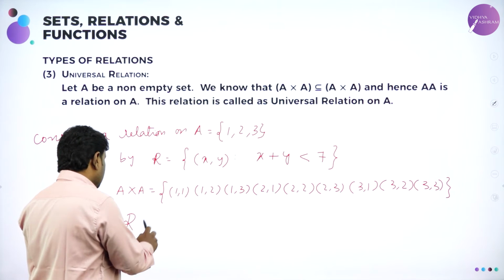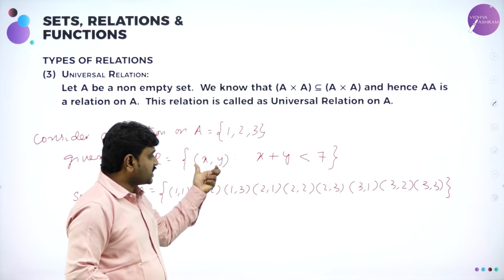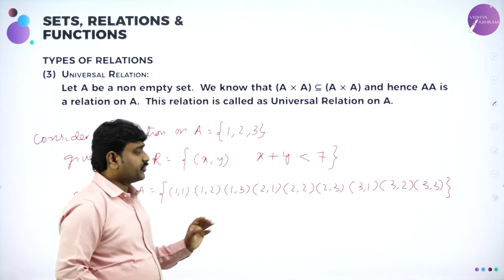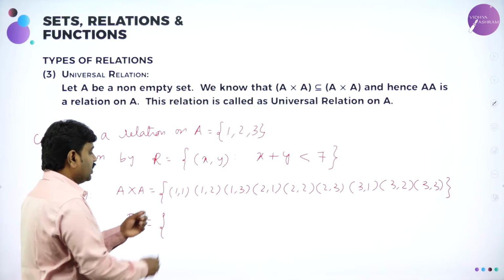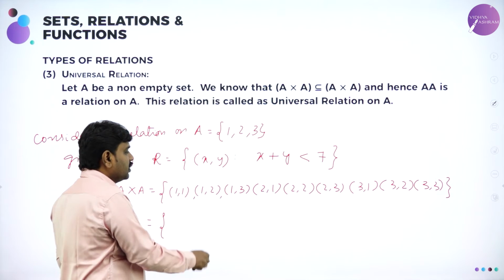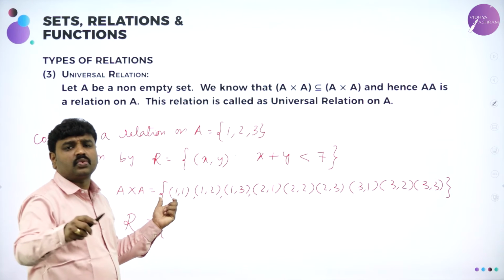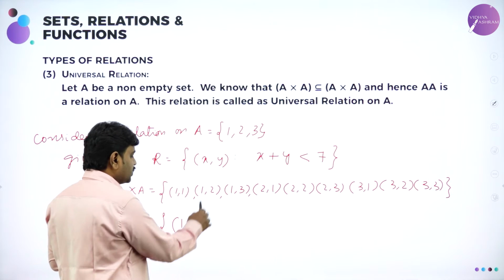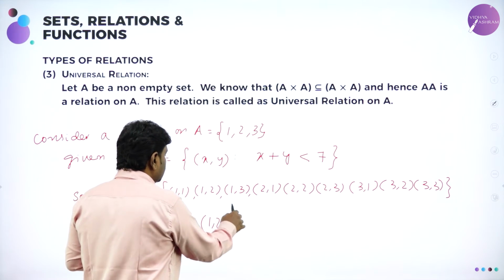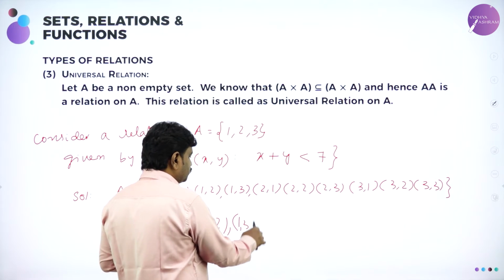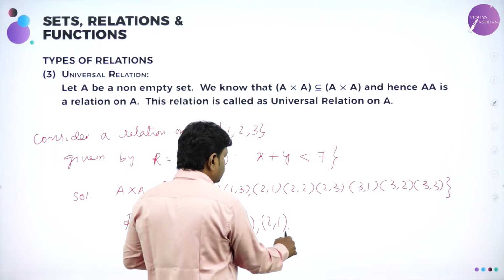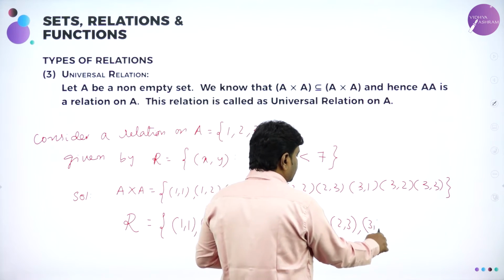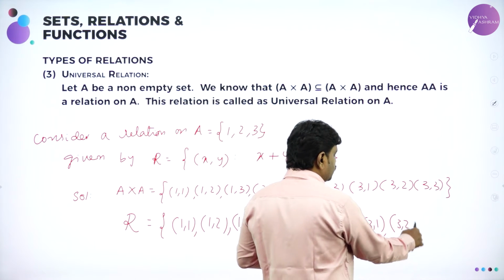Then R. What is R? Relation (x, y) such that x plus y is less than 7. Means when you add the elements it should be less than 7. Means if I take the first element, 1 comma 1, 1 plus 1 is what? Less than 7. What is 1 plus 1? 2. 2 is less than 7. I can select. This belongs to the relation. 1 2 belongs to the relation. And 1 3 belongs to the relation. 2 1 belongs to the relation. 2 2 belongs to the relation. 2 3 belongs to the relation. 3 1 belongs to the relation. 3 2 belongs to the relation.